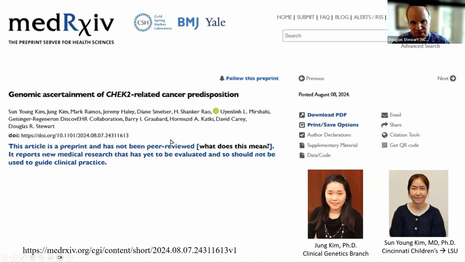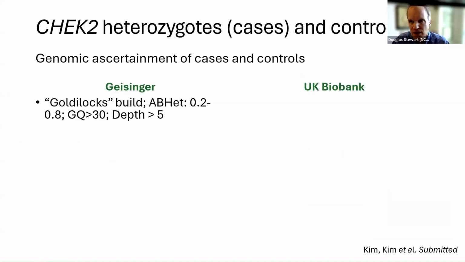And so this is the paper posted on medRxiv. It's under review at a journal. And then the staff scientist who works with me, Jung Kim, has played an instrumental role in all of this as well. And so here we looked at the Geisinger cohort in the so-called Goldilocks build.